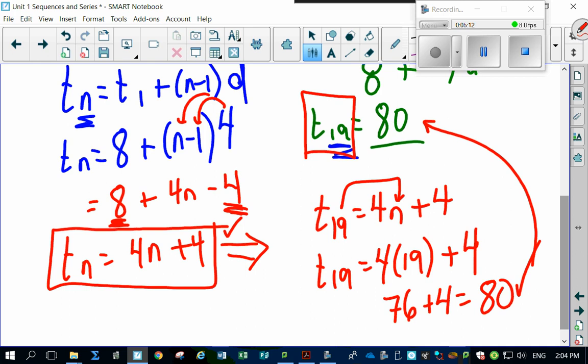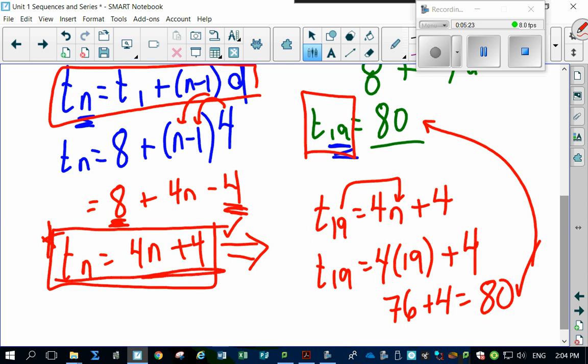This original formula right here was a more traditional formula, and this is the general formula. But the most important thing to notice about the general formula is that it is specific to a sequence. It doesn't work for every sequence. This one works for every sequence. This one is very, very specific to a sequence. So I think that works out quite nicely for us.